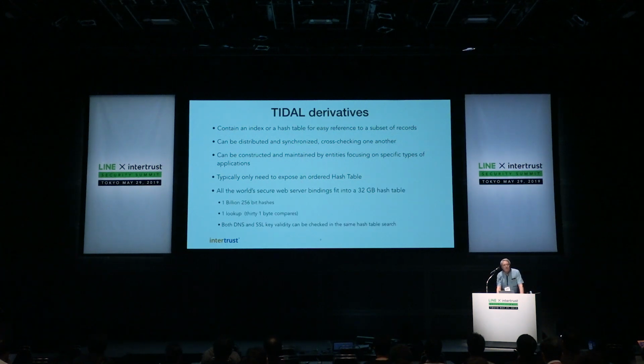So for example, if your application is web browsing, or trusted or secure web browsing, and you want to make sure that your DNS and SSL key validity are proper, then you can do a single lookup in a relatively small hash table that fits on about half of your cell phone nowadays. Of course, you wouldn't necessarily need to put it on your cell phone, but it could be hosted just about anywhere with multiple cross-checking copies.